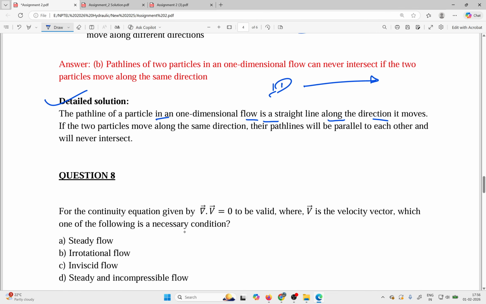For the continuity equation given by del dot V vector equal to 0 to be valid, where vector V is the velocity vector, which one of the following is a necessary condition? Steady, rotational, inviscid, steady and incompressible.